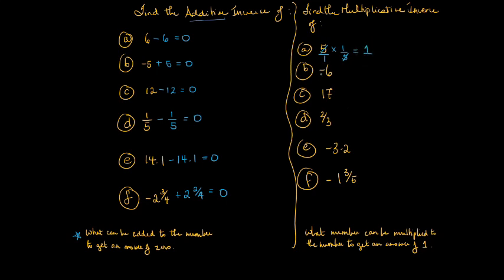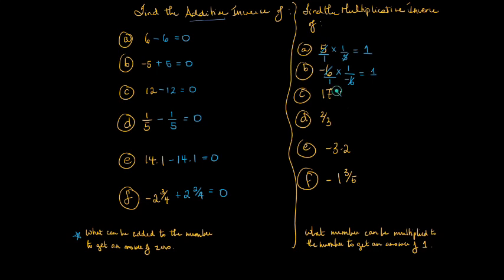The same idea for negative 6. So we will multiply negative 6 by 1 over negative 6. Same idea here, put this over 1. You cancel, you get back 1. Alright, so you can pause the video and try C through F.